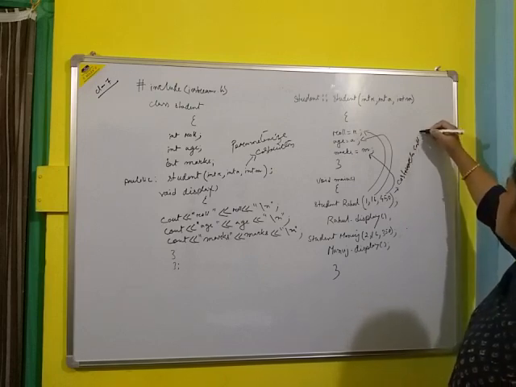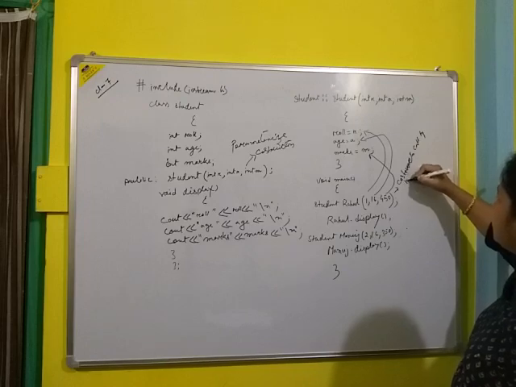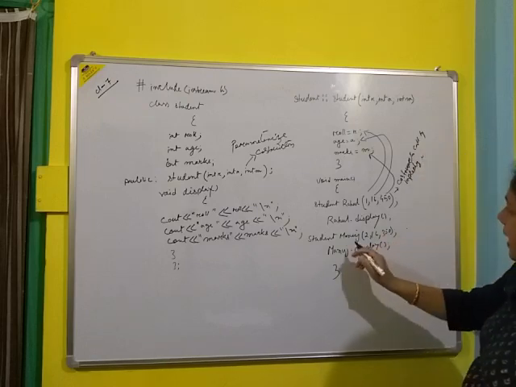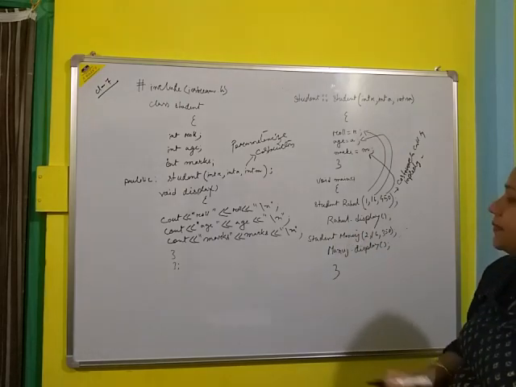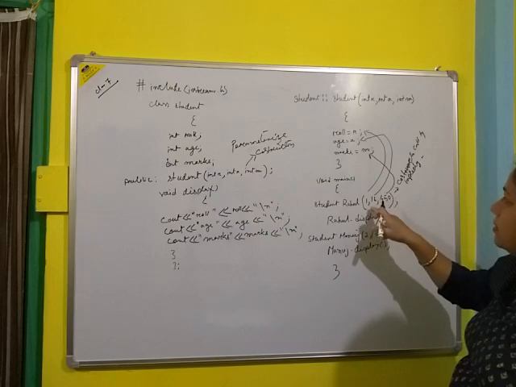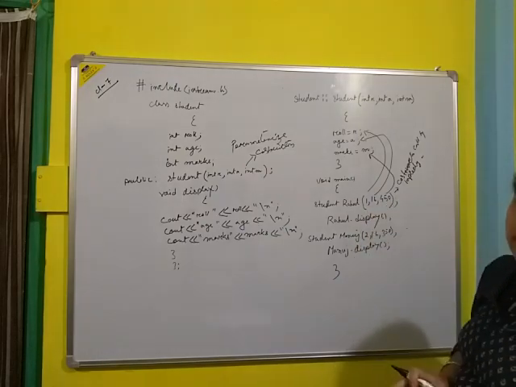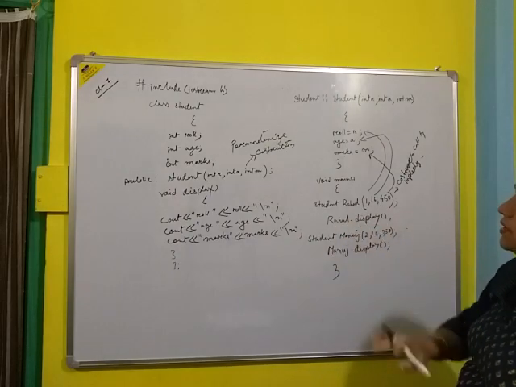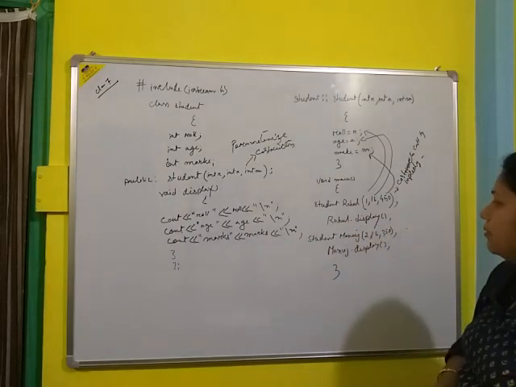Constructor call implicitly. Okay, and Rahul.display. So what I want is to display the parameter values on the computer screen. That's why I call the display function using the object name Rahul.